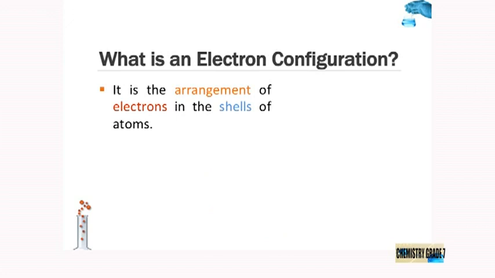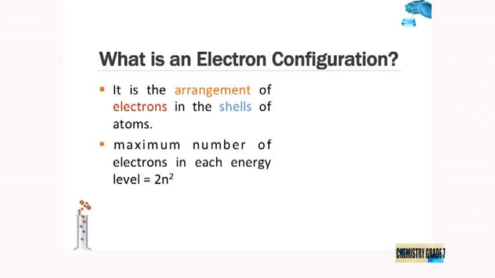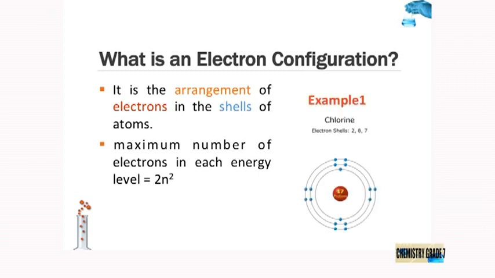What is electronic configuration? It is the arrangement of electrons in the shells of atoms. There's a maximum number of electrons that can be in each shell. For chlorine, there are 2 electrons in the first shell. There are 8 electrons in the second shell. There are 7 electrons in the last shell, but that is because there are only 17 protons in chlorine. So the last shell is not all the way filled.